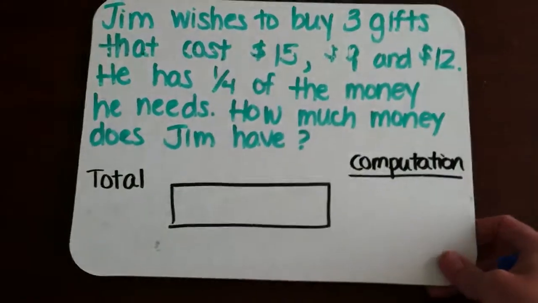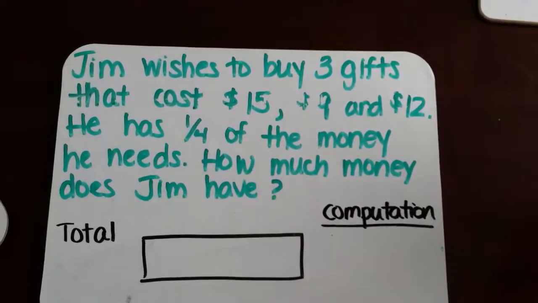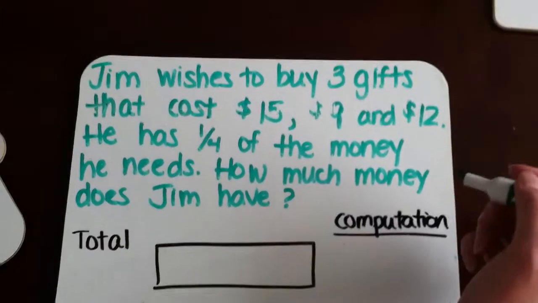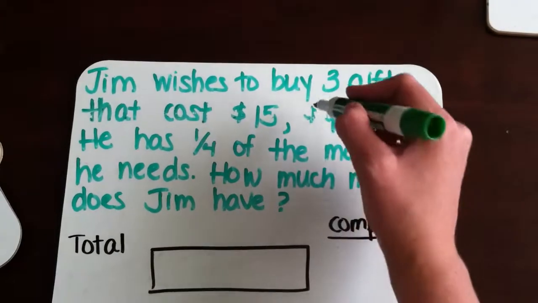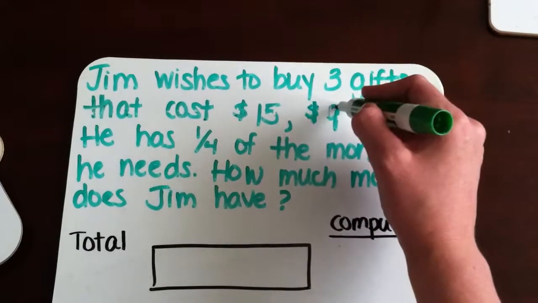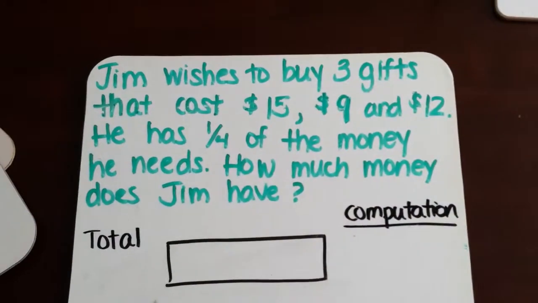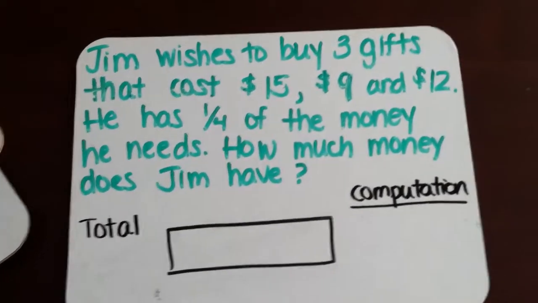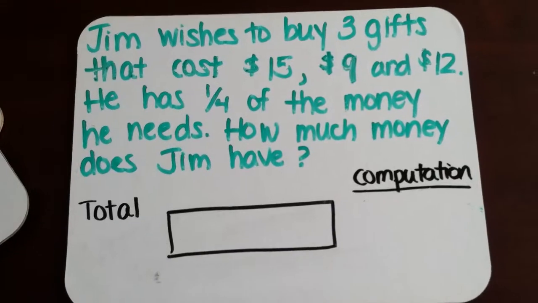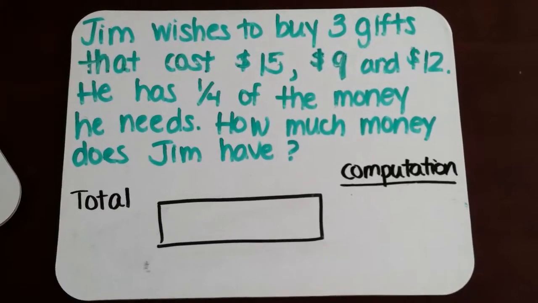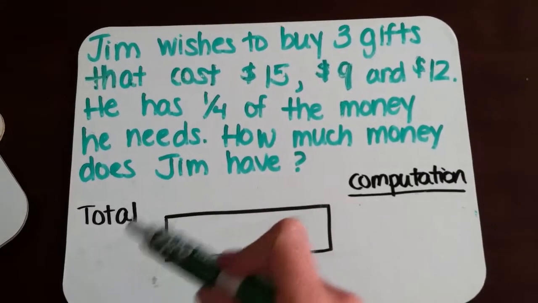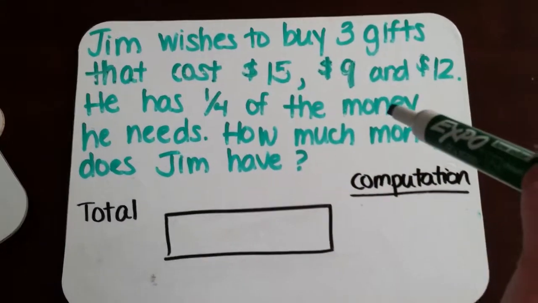This next one is a little more complicated. It says Jim wishes to buy 3 gifts that cost $15, $9 and $12. He has 1/4 of the money that he needs. How much money does Jim have? Okay, well, just like in the beginning, I need to know what my total is. Let's look at this again. Do I have a total?